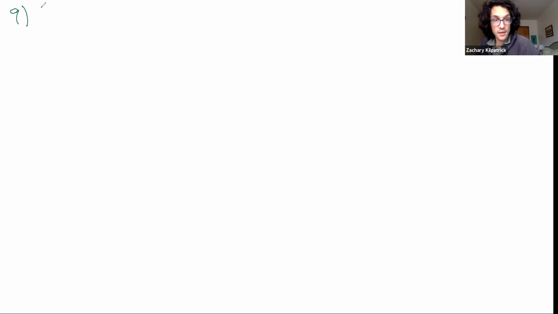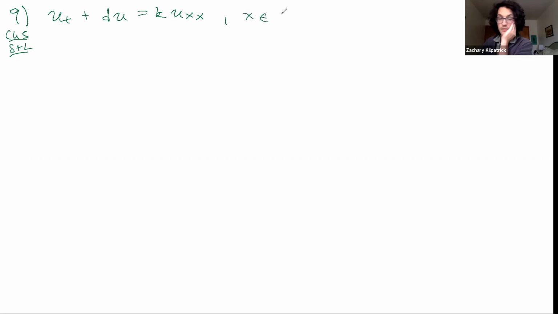Okay. So this is number 9 in chapter 5 of Shearer and Levy. Let's say that we have just the following initial value problem. So this is still a parabolic equation.